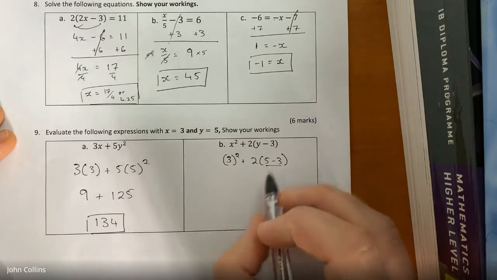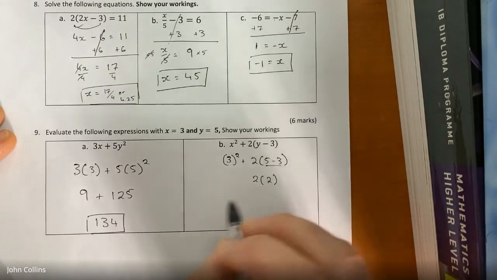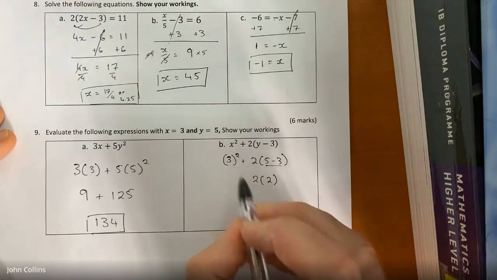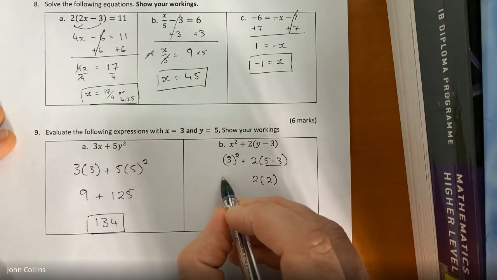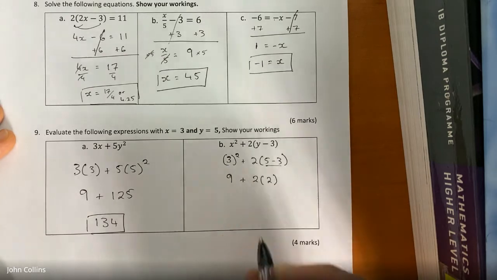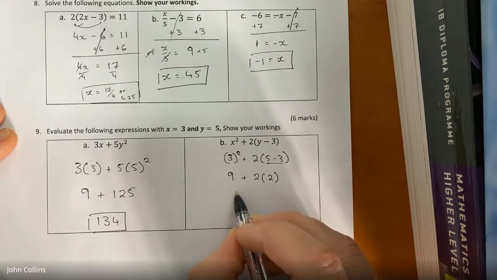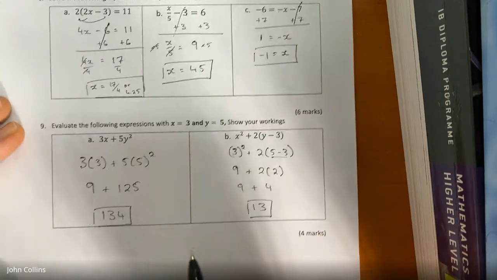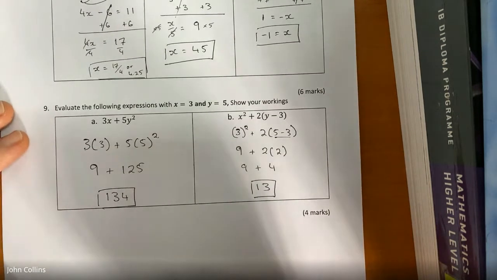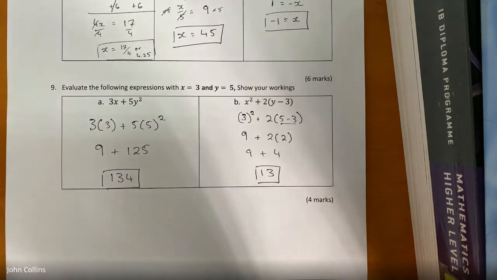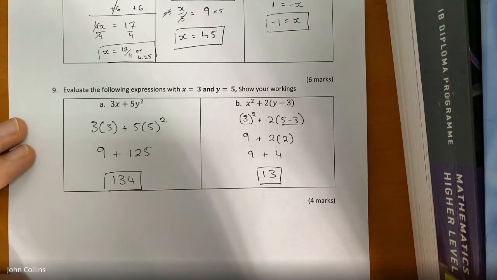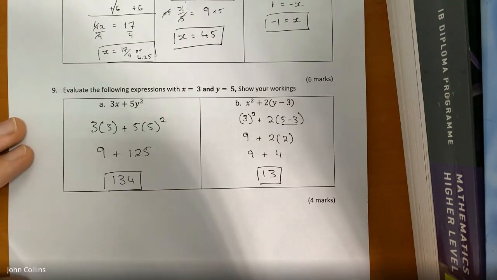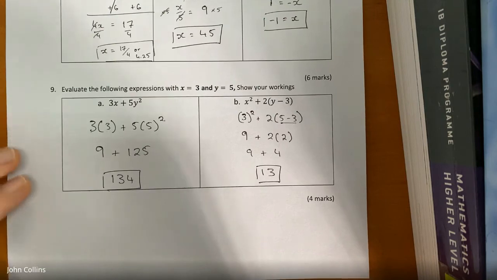5 minus 3 is 2. So I'm going to put in an extra line of working out. You don't need to have this in. 3 squared is 3 times itself, so 3 times 3, which is 9. And 9 plus, well, that's 4, isn't it? So that's 13. Perhaps you didn't do that many lines of working out, but you could have. I think up to 9 was the minimum amount you should have done, so hopefully you've all completed up to 9.